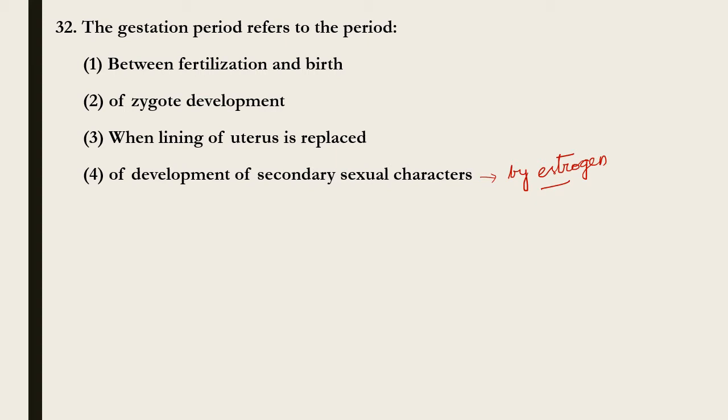When the lining of uterus is replaced, it is replaced every month due to the menstrual cycle. We can observe that replacement or regeneration of the lining of uterus during the menstrual cycle.